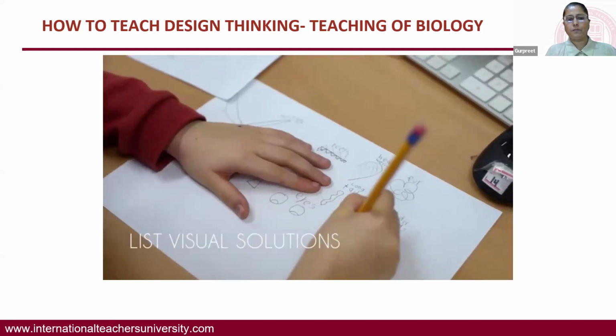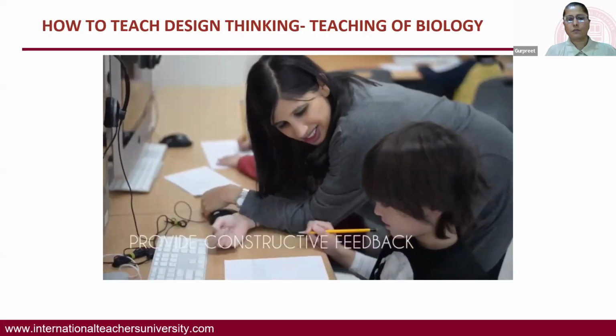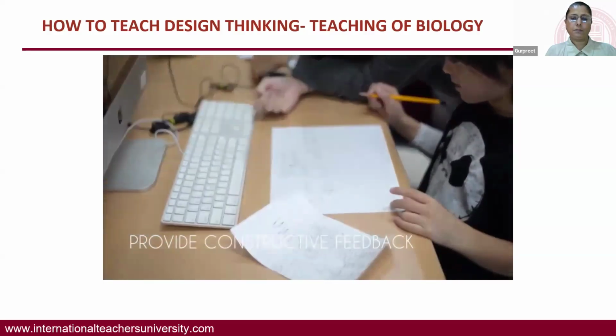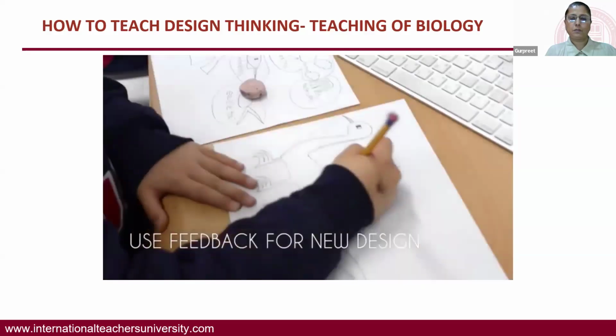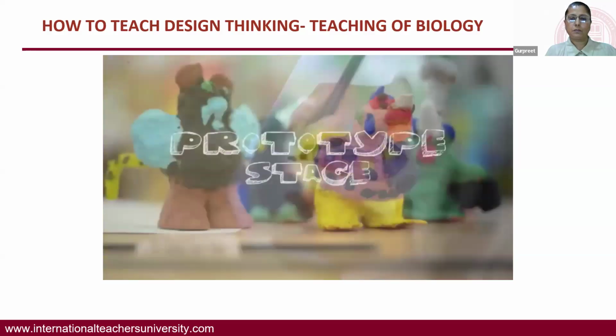The ideate stage requires students to list as many visual solutions as they could for the problem statement. During this time, Mrs. Keeshaw, Ms. Cho, and I walked around the room and provided constructive feedback that would help them with their design. After reflecting on the feedback, students developed a new design of their ultimate animal for their problem sentence.